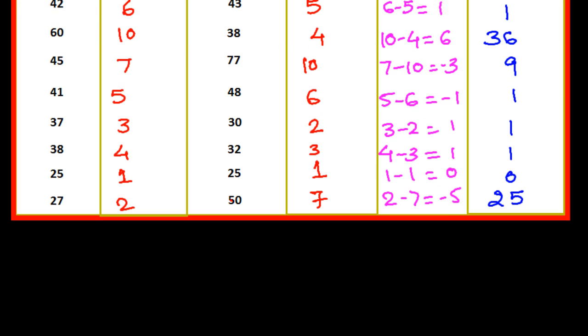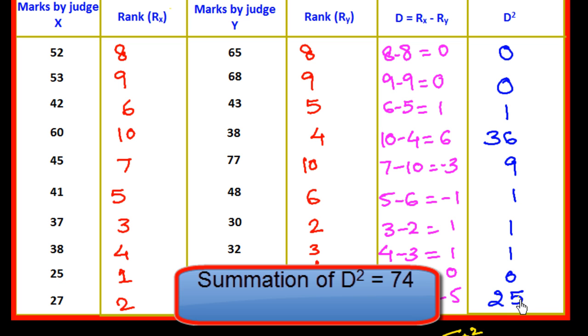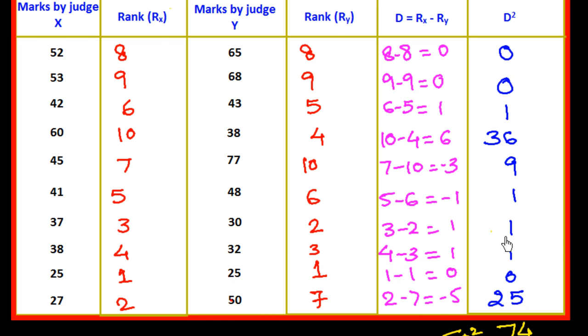So what do we have to find here? Now we find sigma d square, the summation of d square. So 0, 0, 1, 1 plus 36 is 37, 37 plus 9 is 46, 47, 48, 49, 49 and 25, which is 74. So we have 74 here as the summation.